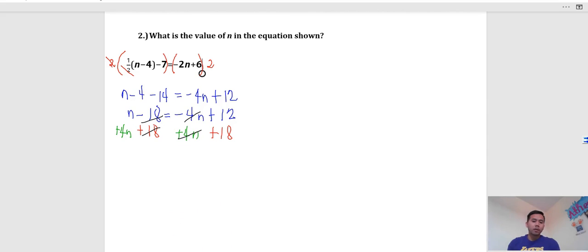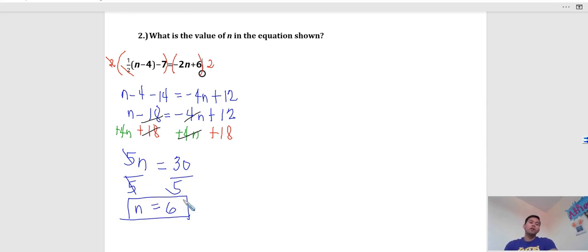And then we can now say that n plus 4n gives us 5n, which is now equal to 12 plus 18, which is 30. Then we have to divide both sides by 5. So n is now equal to 6. Okay, there's another way that we can solve this one.